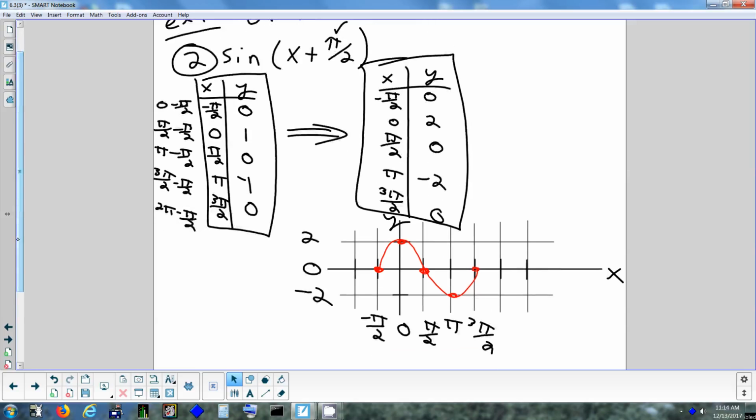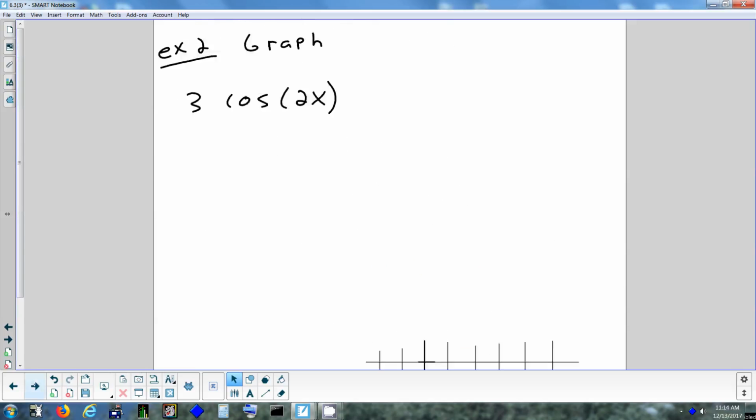Okay. So that's a multi-step transformation problem. Any questions on that? Okay, I don't really think it's harder. It's just longer because you have to do one and then do another one. You're doing 2 in a row instead of just 1. All right, let's try this one.